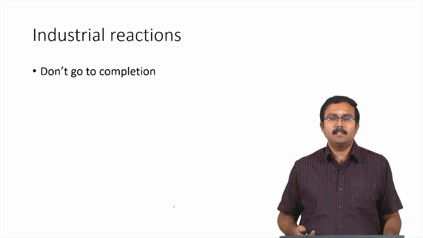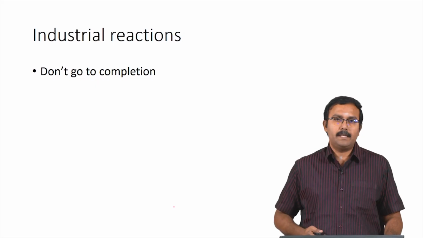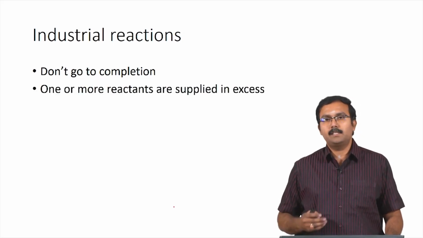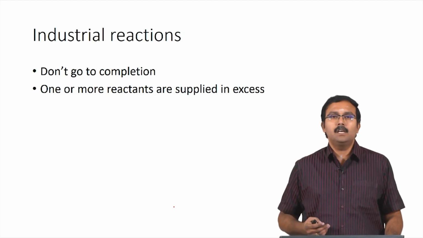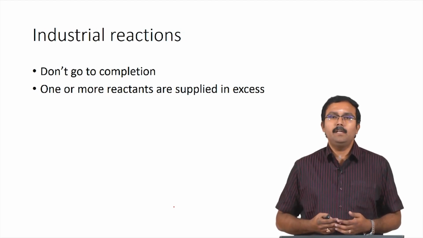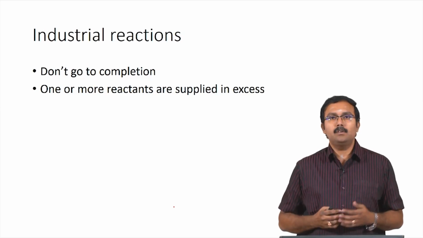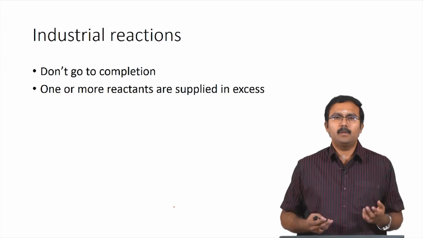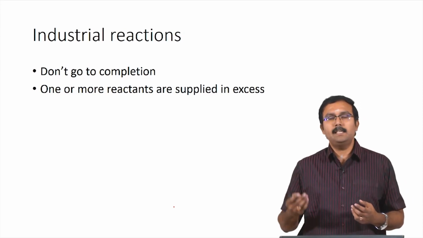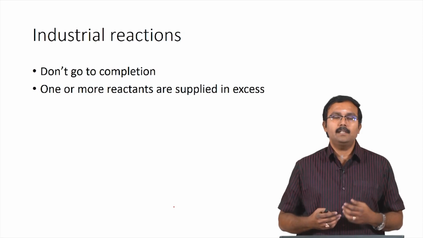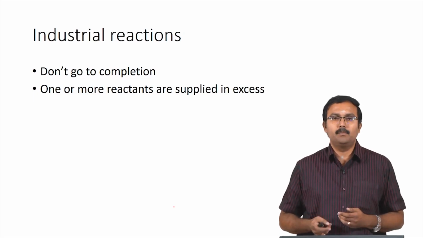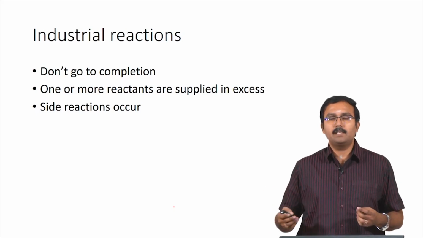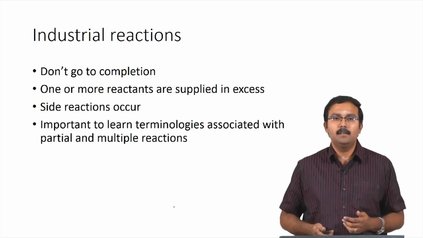In an industrial setup, the reactions do not go to completion. There could always be one or more reactants which are supplied in excess. This would be because not all reactants are going to be of the same cost. So, you would want to make sure that the reactant which is more expensive is fully utilized. Therefore, you would supply the cheaper reactants in excess to ensure that the more expensive reactants are fully consumed. There can always be side reactions that are occurring, resulting in formation of byproducts which may not be desirable.